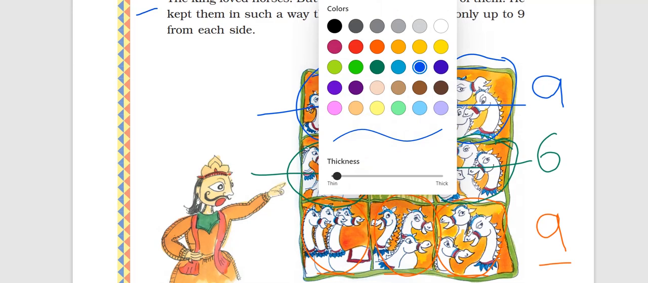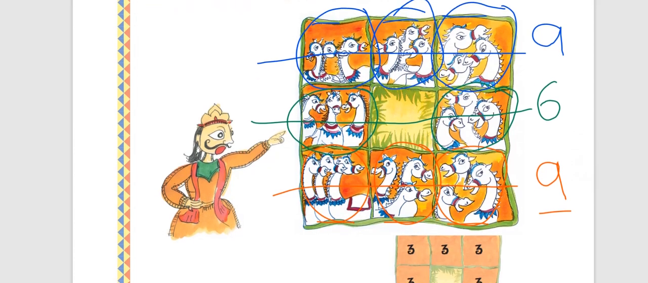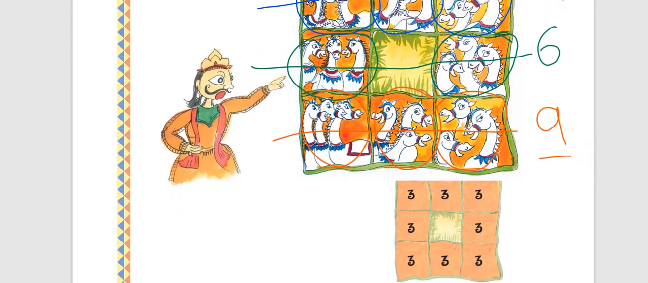And what was that color? Maybe orange. We have 9 horses here. 3 plus 3 plus 3. Another 3 plus 3 plus 3 is 9, and another 3 plus 3 is 6. So we have 9 plus 6 plus 9, right?